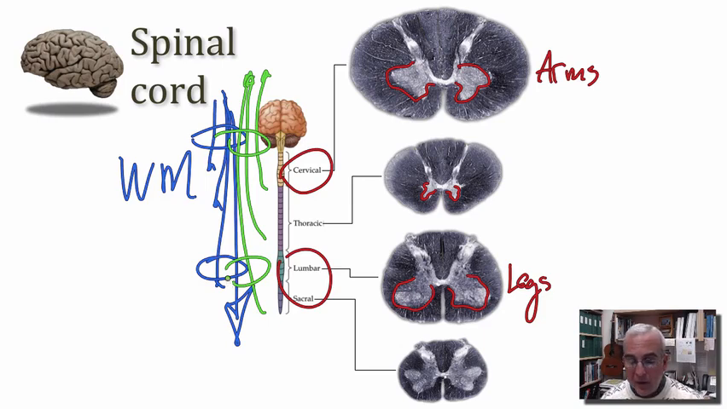Now, if we then look at the cross-sections of the spinal cord, I think it should be obvious to you that we have a whole lot more white matter here in the cervical cord compared to the very bottom of the spinal cord in the sacral region. So look for the amount of white matter that we find, and we see that there is more white matter at the upper levels than in the lower levels.